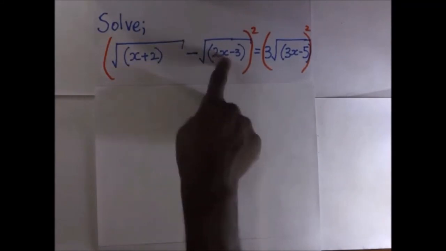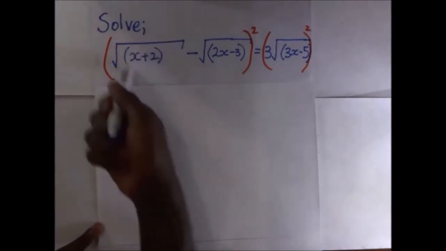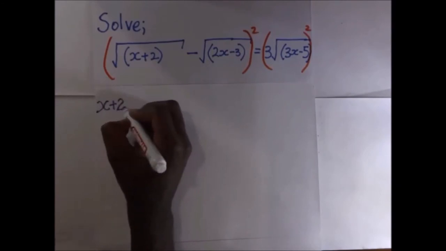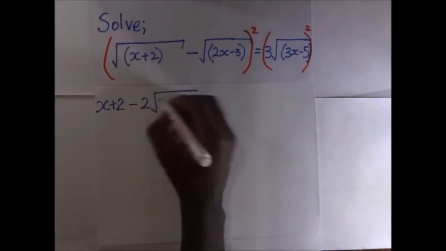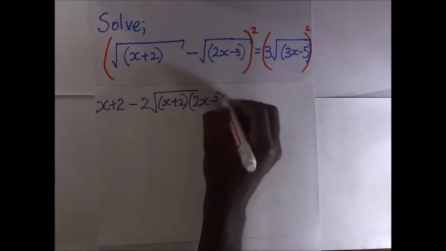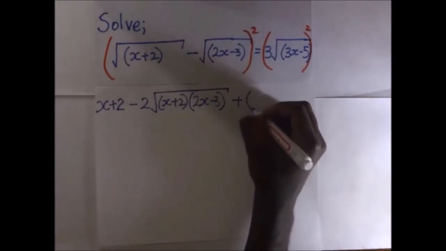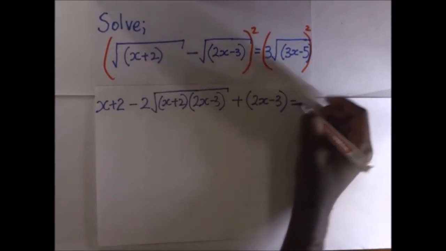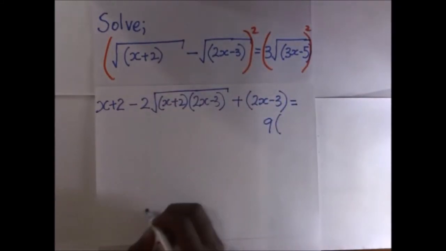Squaring both sides, this is like (a minus b) squared. So it means that is going to give us that squared. This squared is going to give us x plus 2, minus 2ab, so minus 2 times x plus 2 into 2x minus 3, plus b squared, which is 2x minus 3. That is going to be equal to b squared, and that is going to give us 9 into x minus 5.